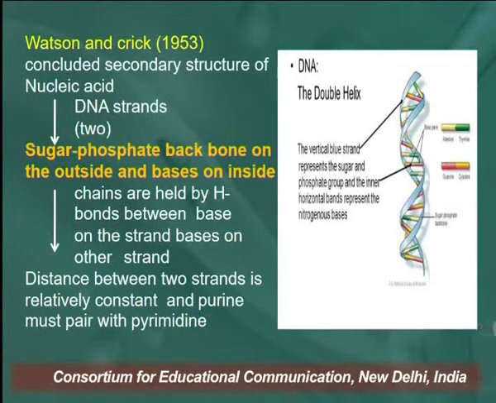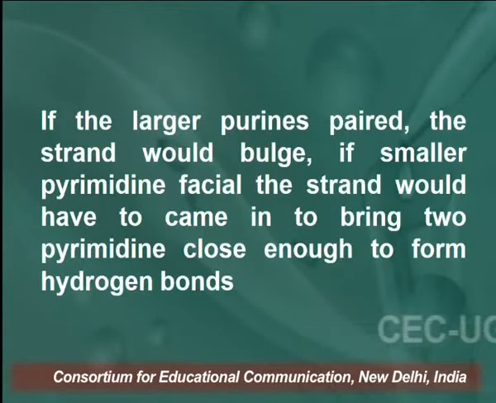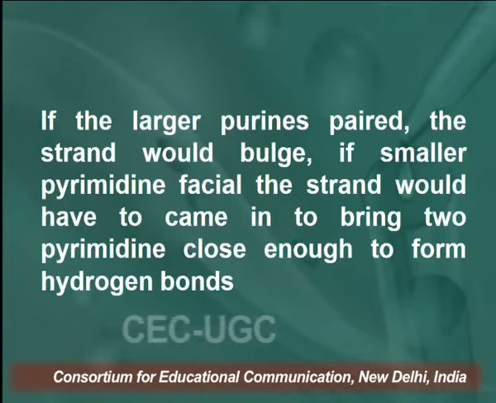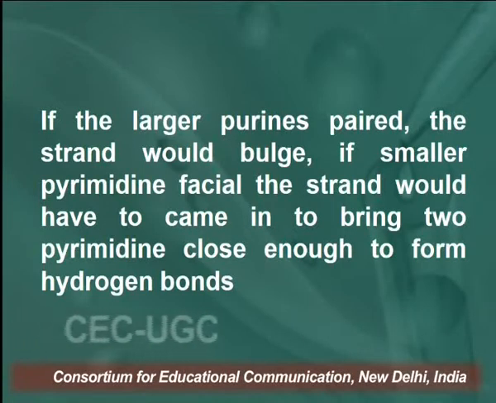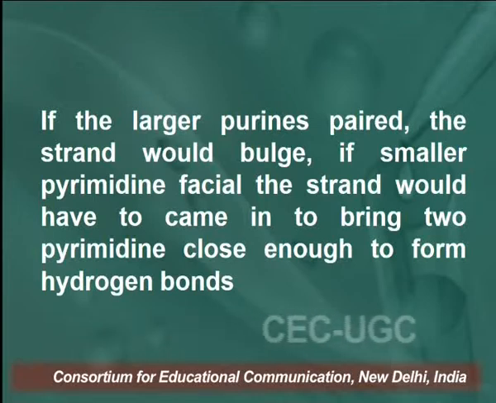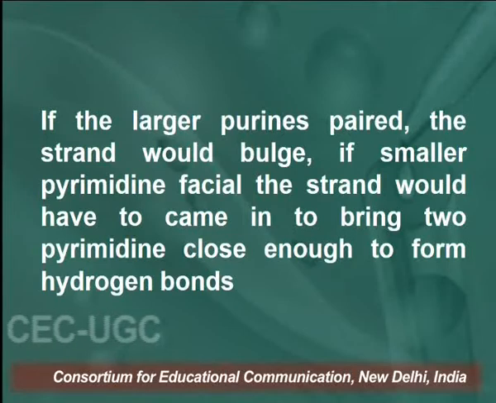And it's a very important point to remember here: in both strands the purine bases must pair with the pyrimidine bases. So purine bases are always paired with pyrimidine bases. What happens if larger purine bases are paired in the DNA strand? Here the strand would bulge, and if smaller pyrimidine bases faced each other, the strand would have to bring two pyrimidines too close to form hydrogen bonds.